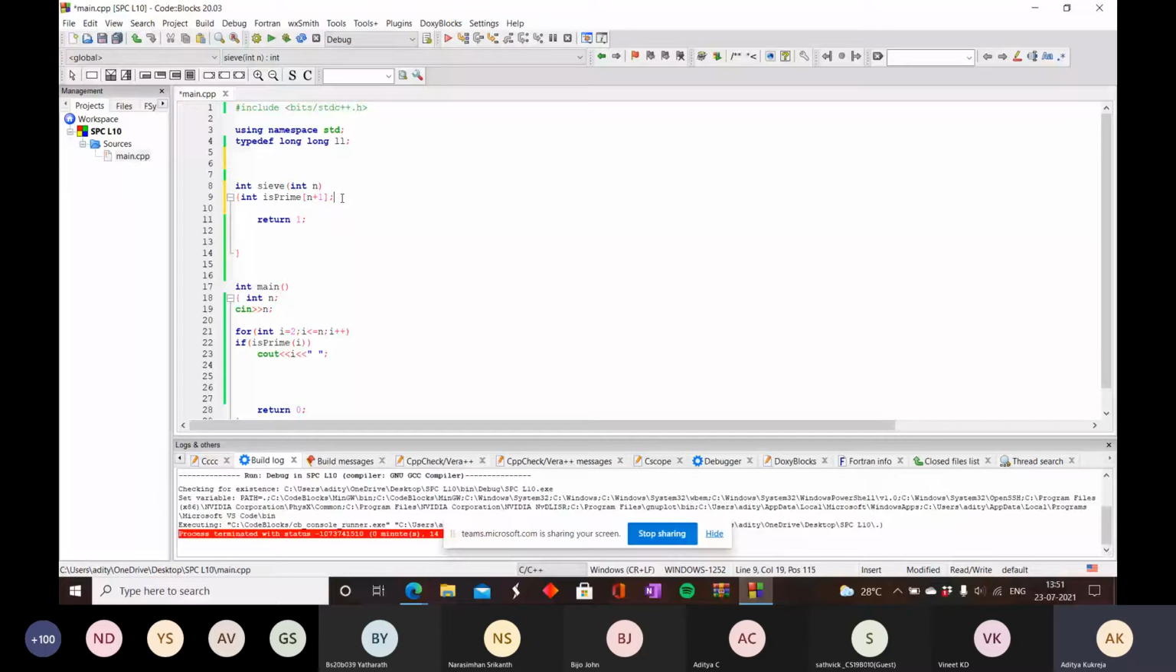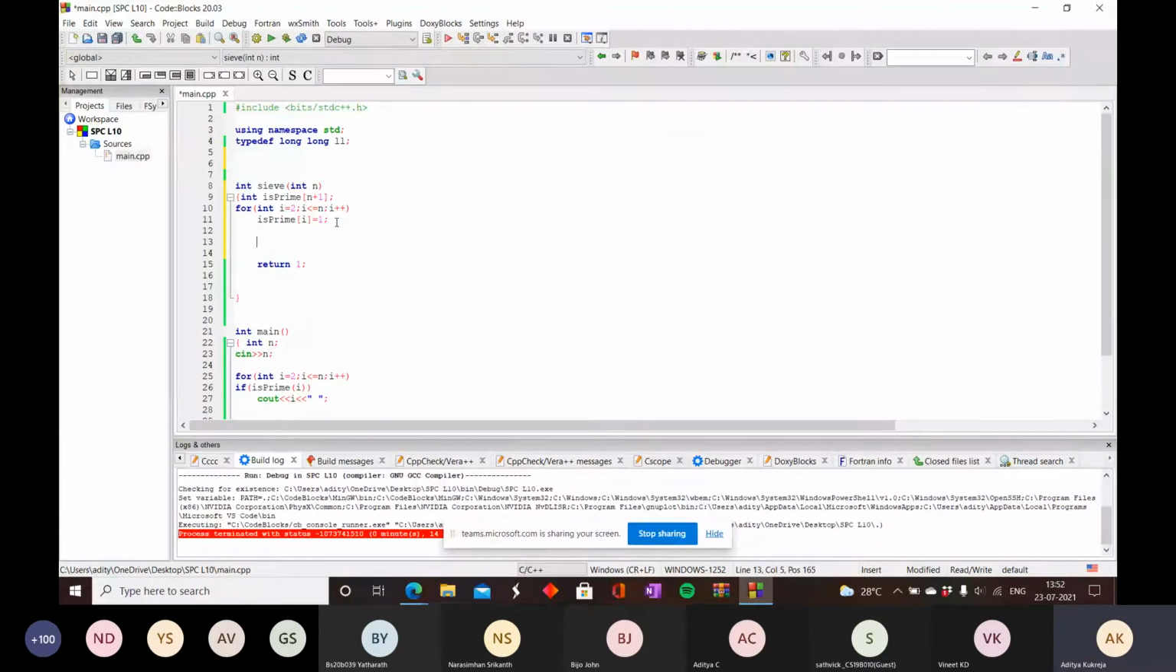And once you declare this array, we'll run a for loop for the elements of the array. The first thing you have to do is initialize all the elements of the array as 1, because initially you're assuming that all the elements are uncrossed. So we'll do for int i equal to 2, i less than equal to n, i plus plus, isPrime of i equal to 1. So this will make all the elements of isPrime as 1. And we are not considering i equal to 0 and i equal to 1, because that's not required in this case.